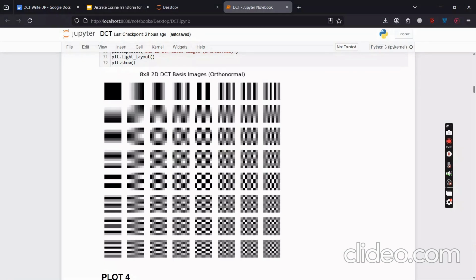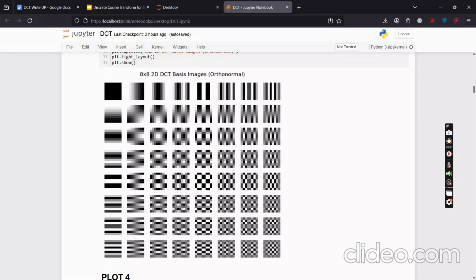In this plot, we can see the basis images for the indices k and l for N equal to 8. Each image is 8 by 8. We have 64 possible images that represent the 64 pixels in an 8 by 8 image. In the first column, we see the vertical cosines and the first row contains the horizontal frequency cosines. The other entries contain products of horizontal and vertical frequency cosines.